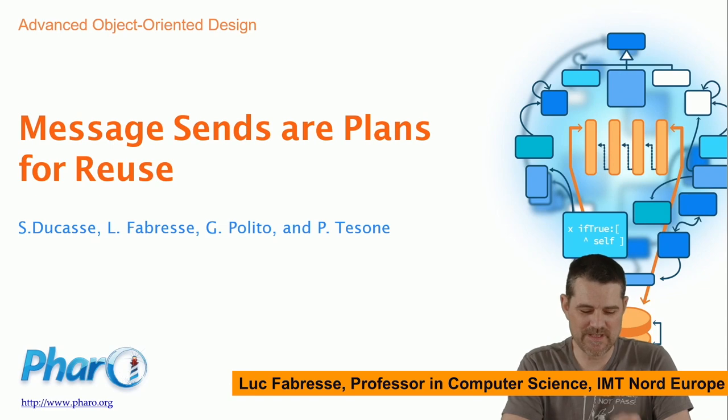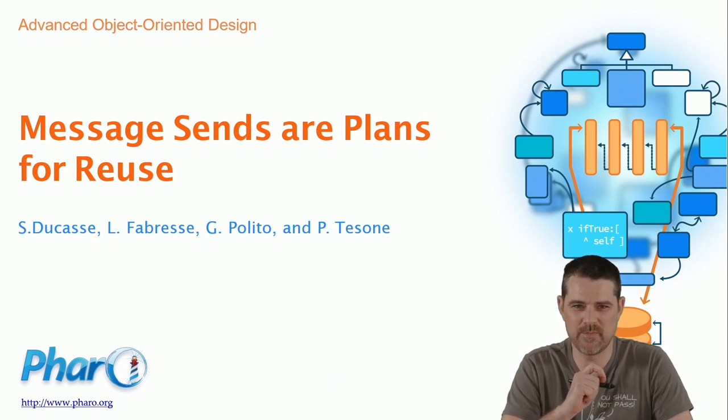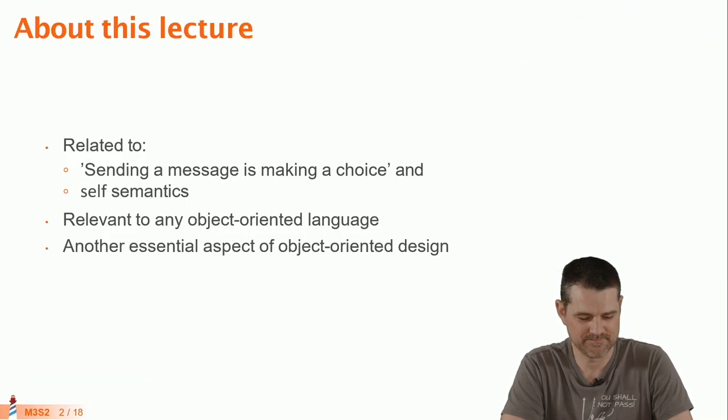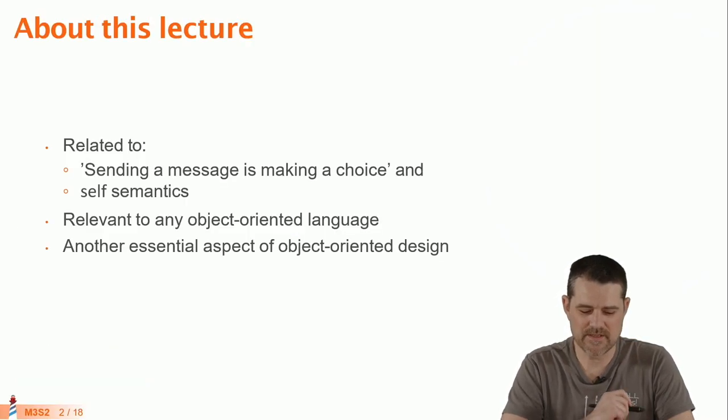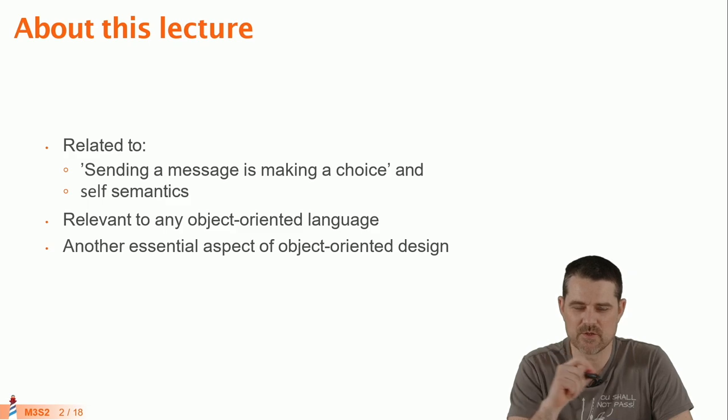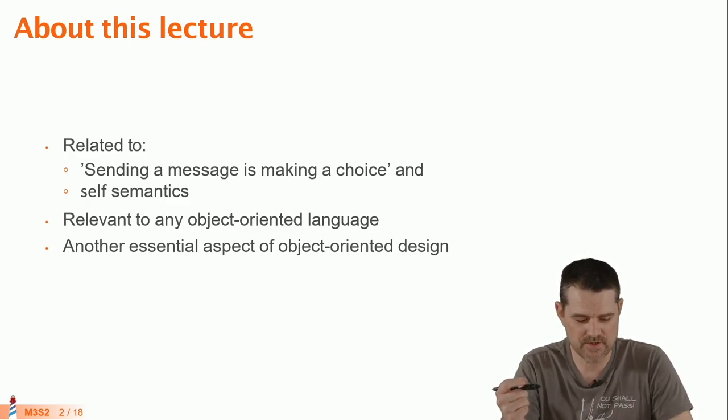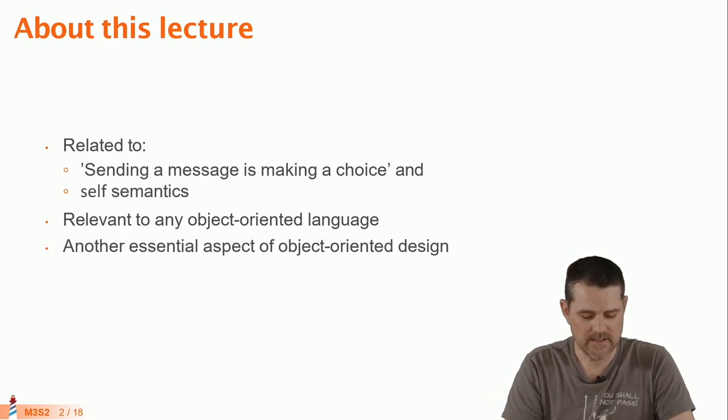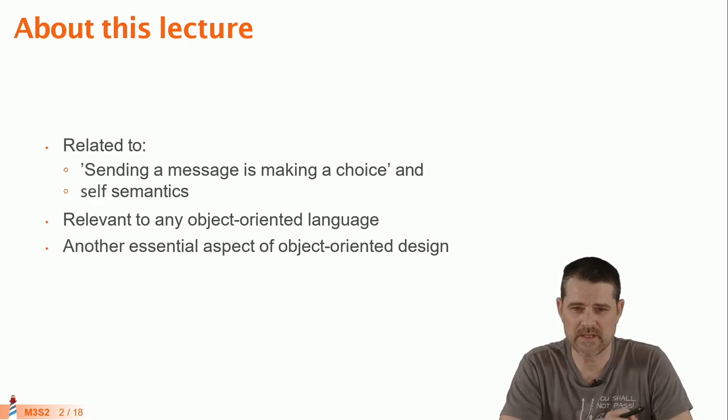Hello, in this lecture we will discuss something really important. This is that message sends are plans for reuse. And this lecture is related to the previous lecture on sending a message is making a choice, and the self-semantics that you already saw in the previous lecture. This lecture is relevant to any object-oriented language, even if we will use Pharo as usual in this MOOC. And this is another essential aspect of object-oriented design.